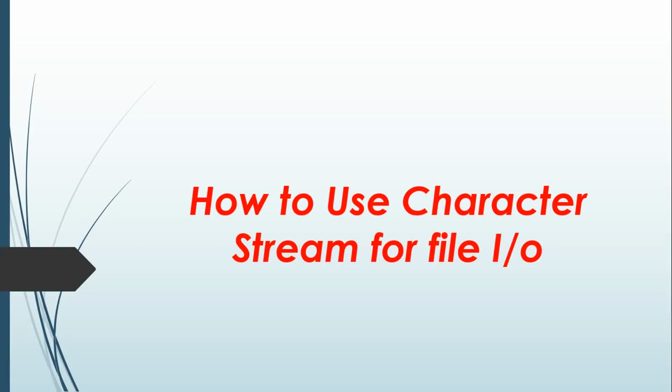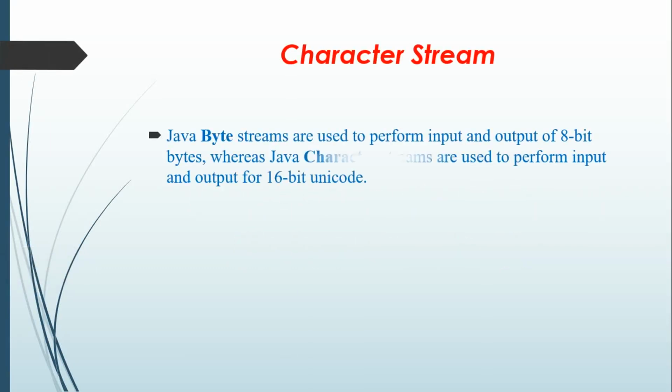In this tutorial, we are discussing how to use character streams for file input and output. So what is a character stream? Java byte streams are used to perform the input and output of 8-bit bytes, whereas Java character streams are used to perform the input and output for 16-bit Unicode. So if we want to use 16-bit Unicode, then we can use the character streams to perform the input and output functions.